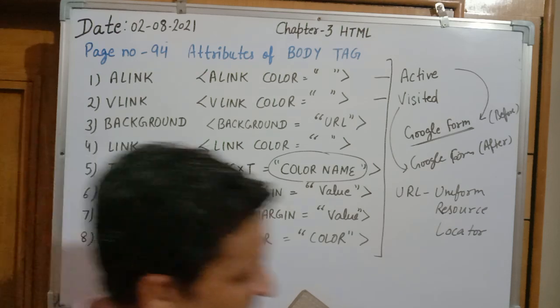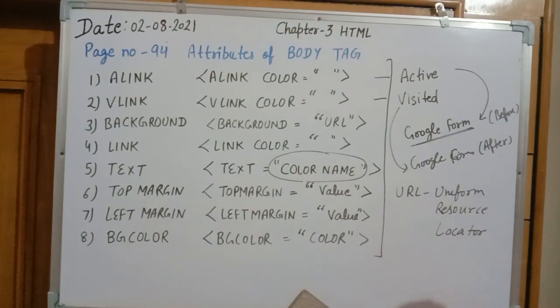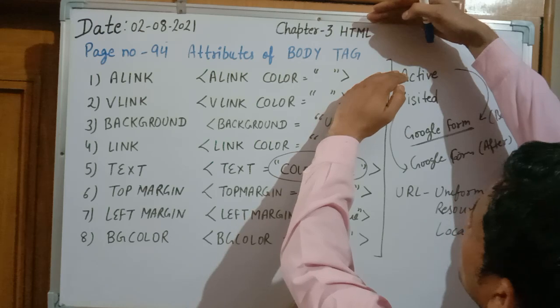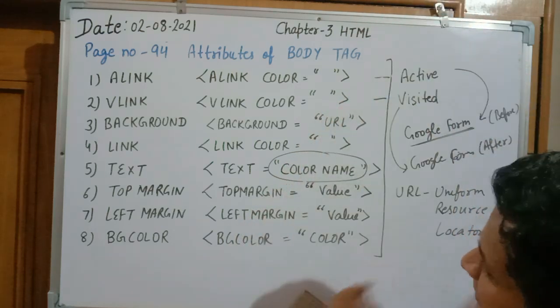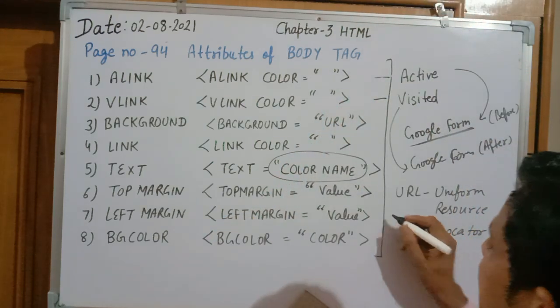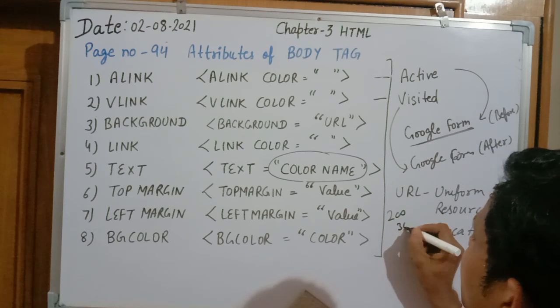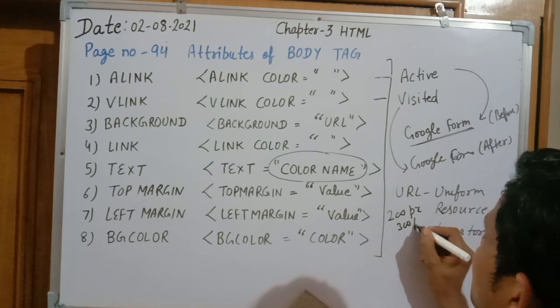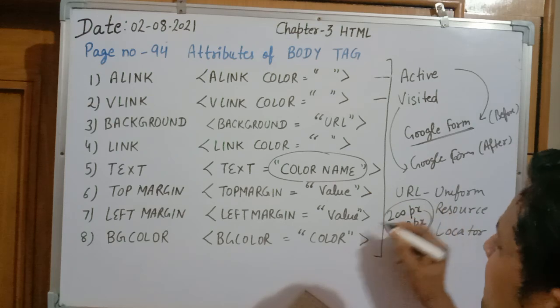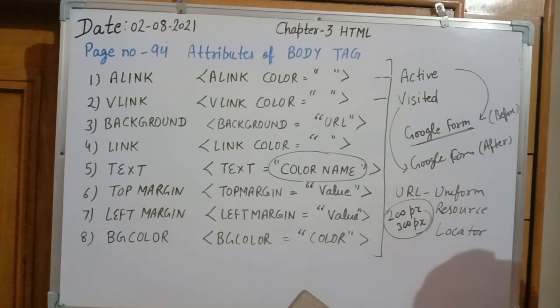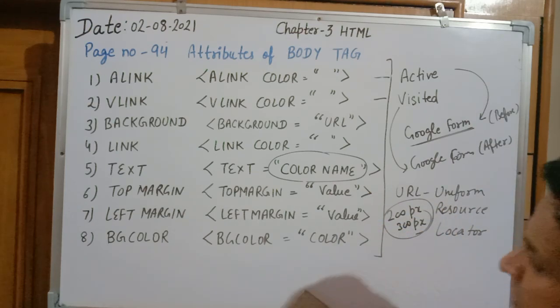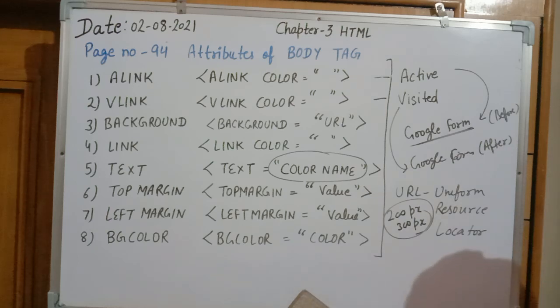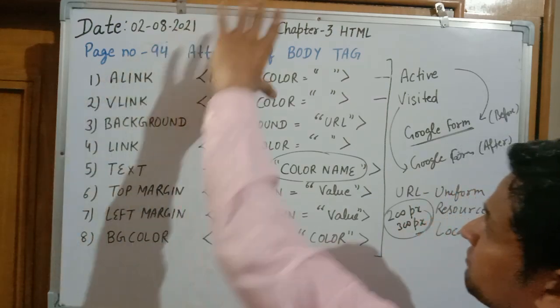Next is topmargin. Topmargin means how much space we want to give from the top. How much space we want to give from the top position, that will be in the form of a value, like we can give 200, 300, in pixels. So this is the space that is available for topmargin and leftmargin. Topmargin is also space, leftmargin is also space. Leftmargin from the left side, topmargin from the top side.